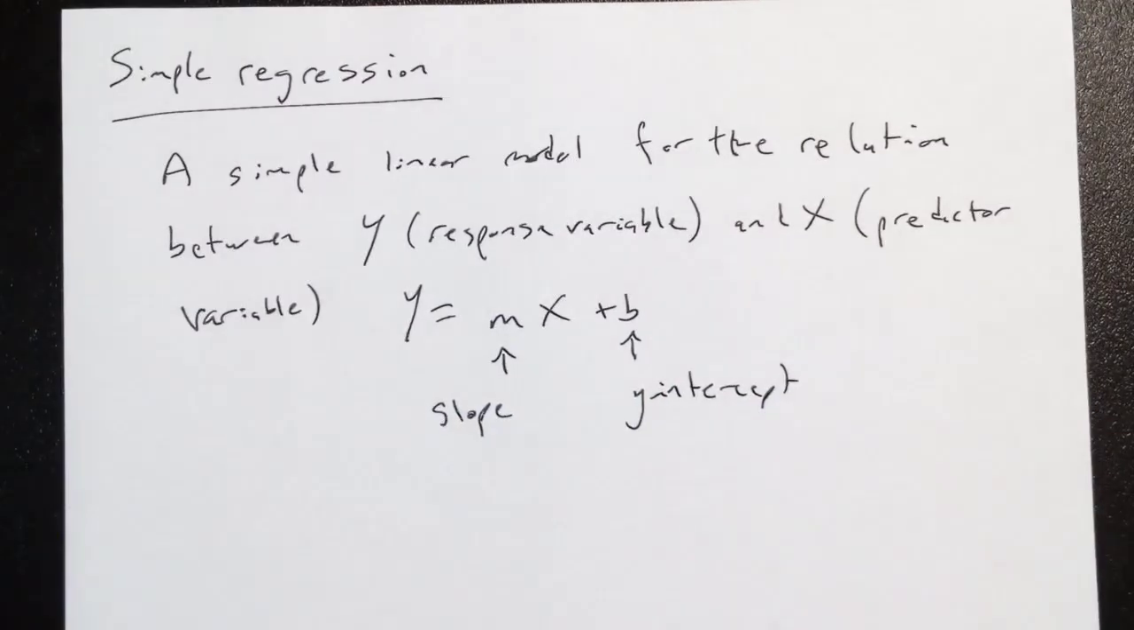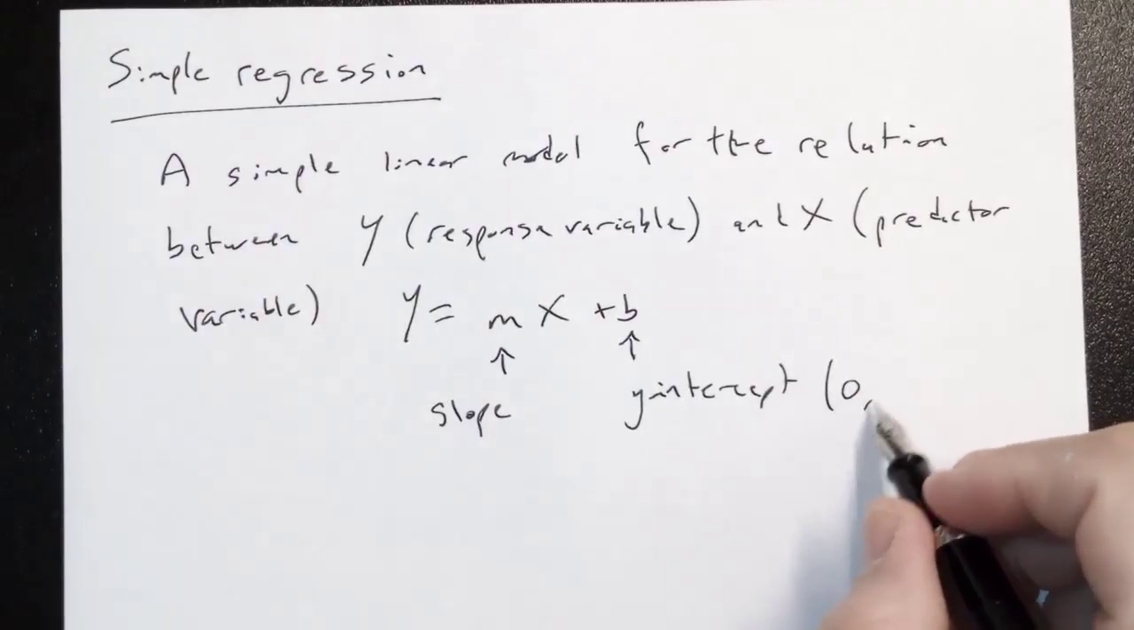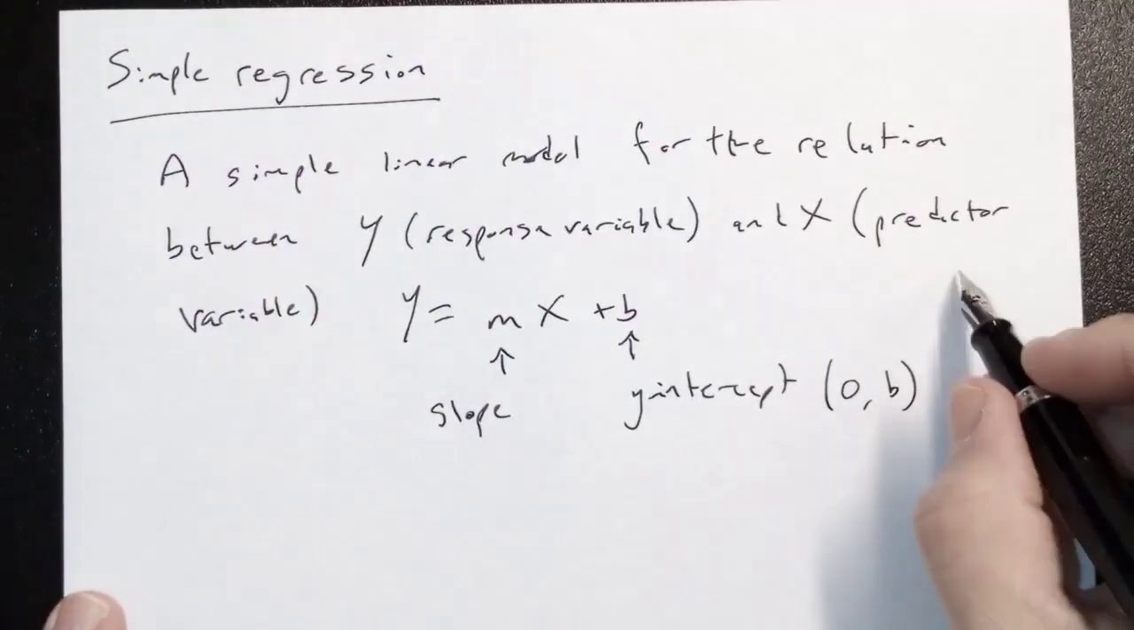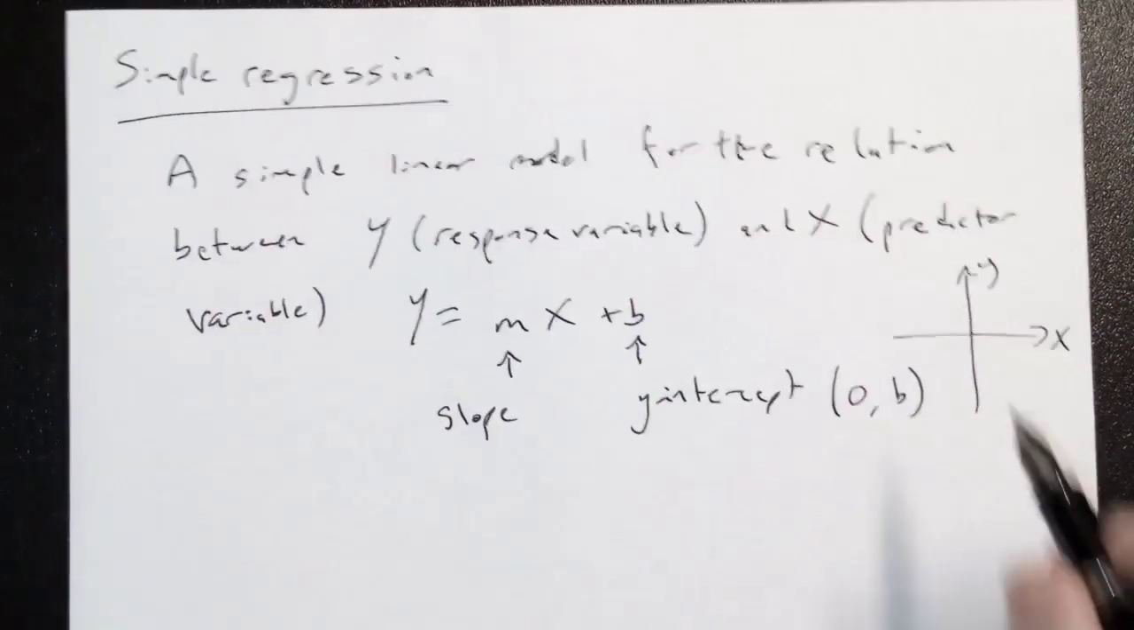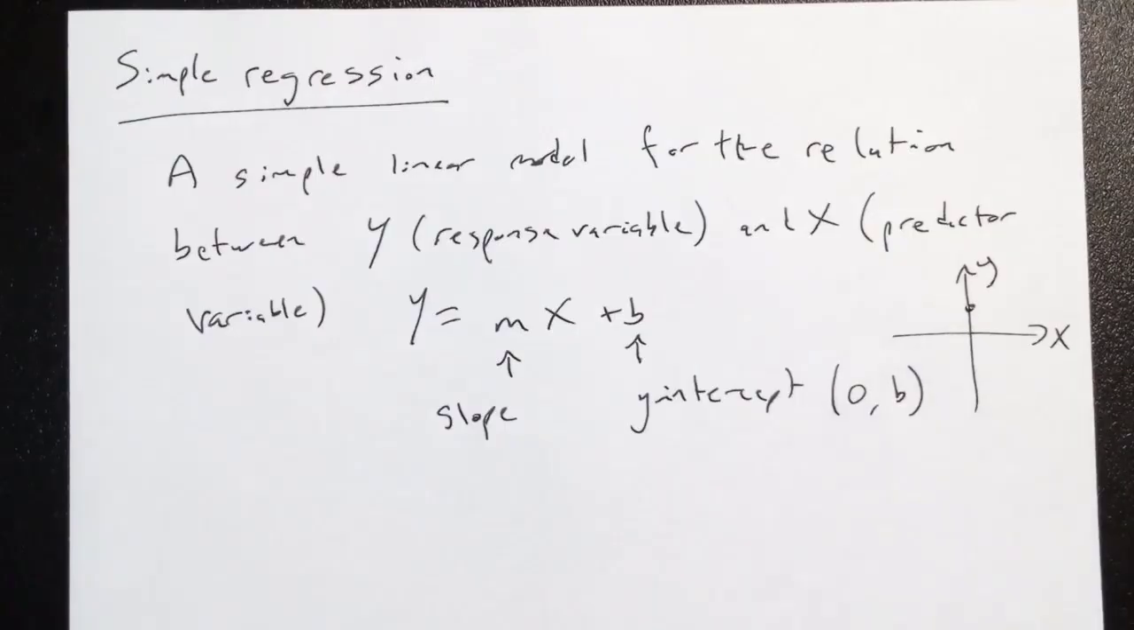Intercept. That means it's intersecting something. What does it intersect with? What is the y-intercept? That's a point, right? So it's the point where the line intercepts the axis, the y-axis. So this is a point where x is 0, somewhere on the y-axis.